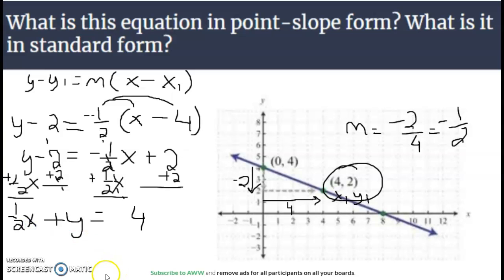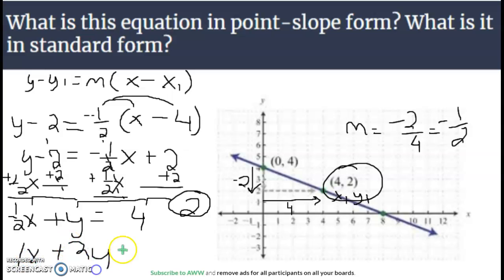I just need to get rid of the 1/2, and the way I get rid of 1/2 is by multiplying everything by the LCD of 2, the one and only denominator. You can think of it like that. Times 2, times 2, times 2: 1x plus 2y equals 4. 1x plus 2y equals 4. That is my standard form of this equation.